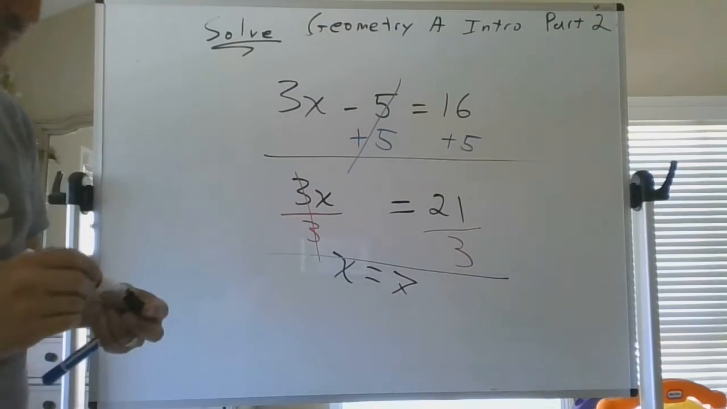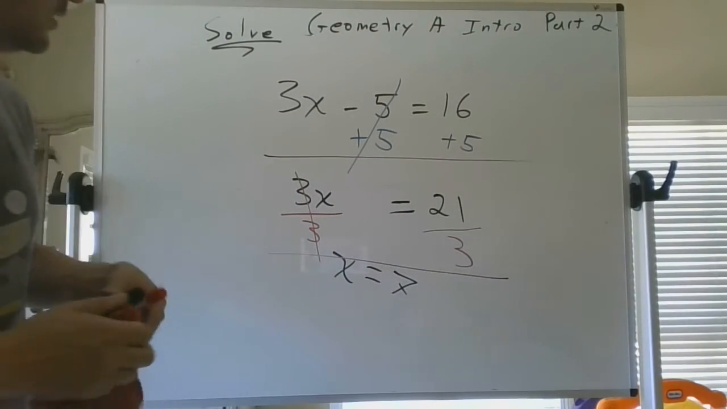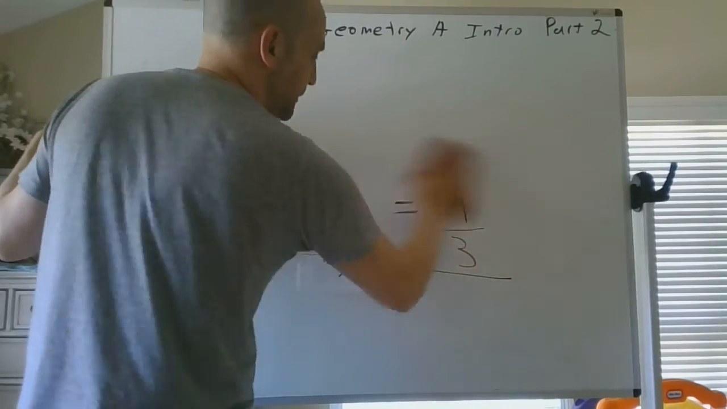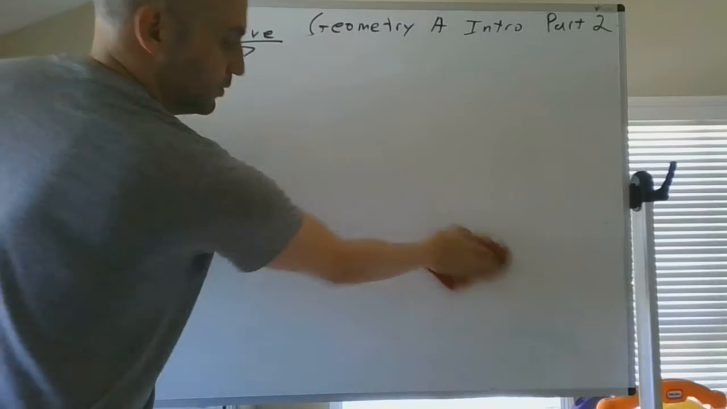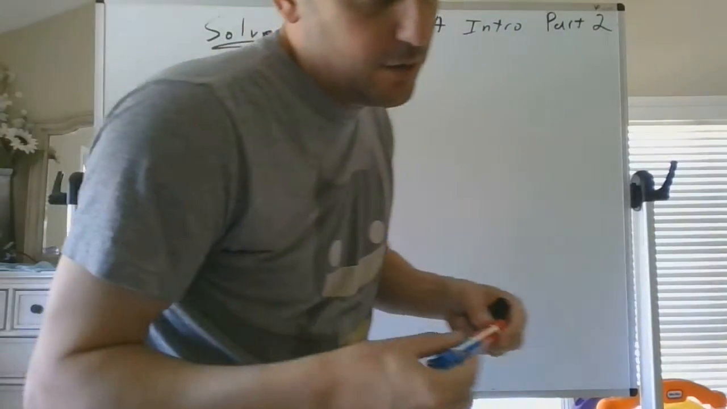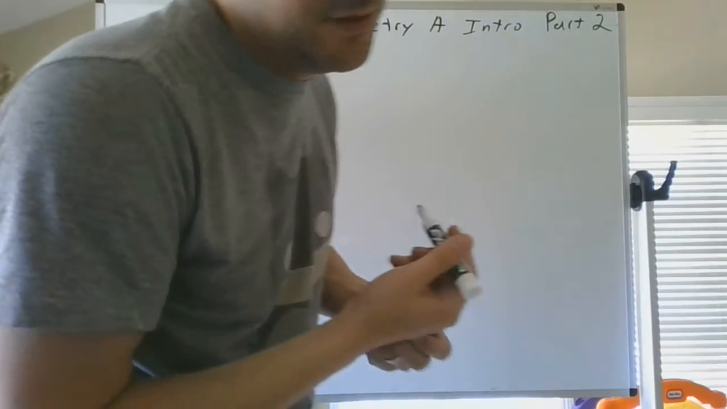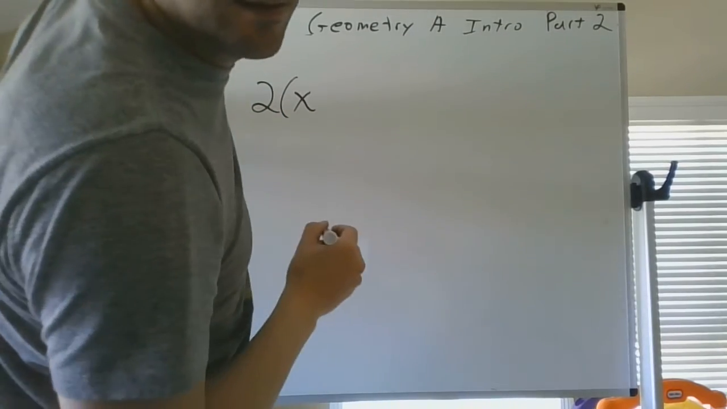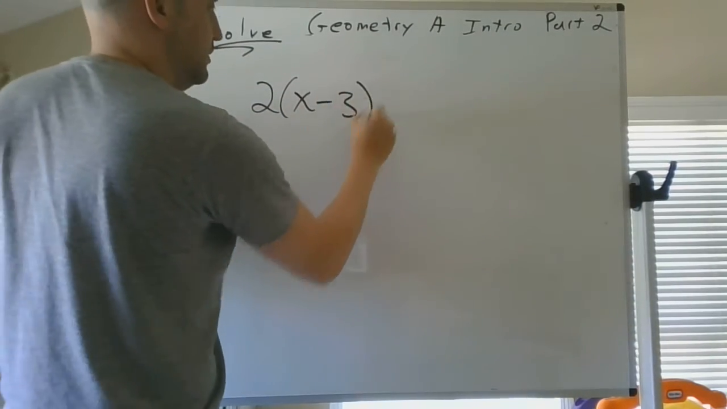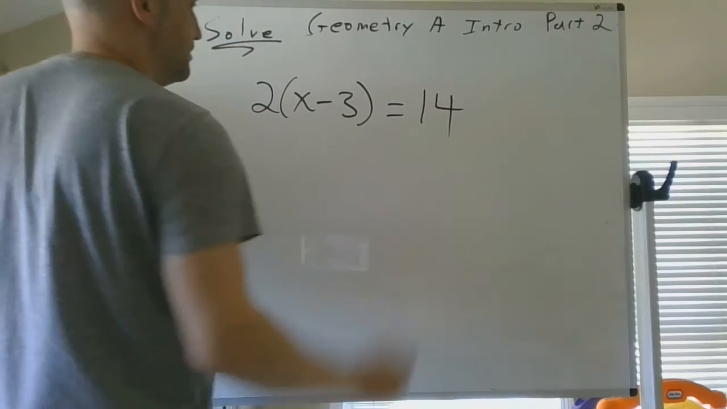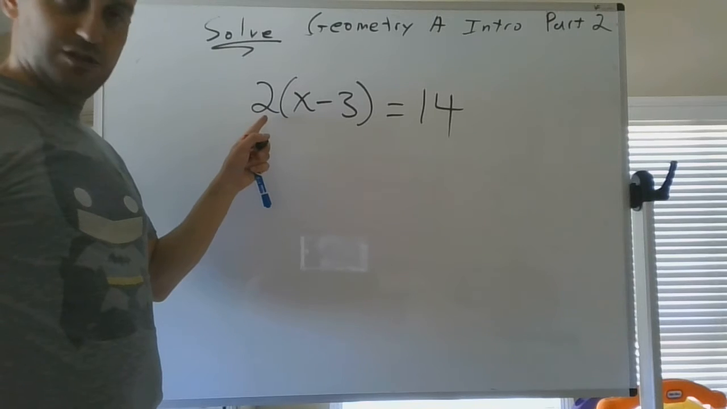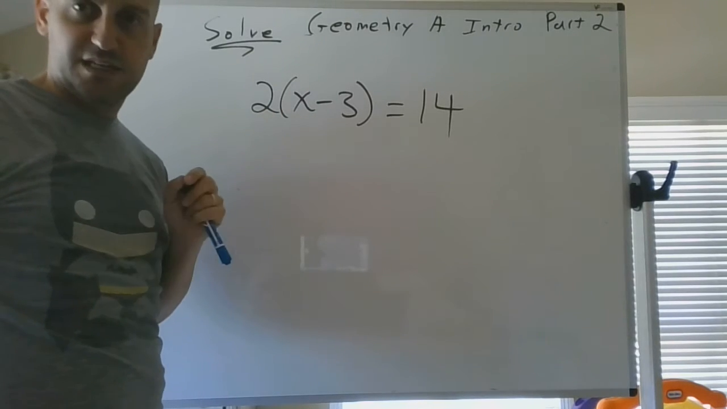Perfect. Okay. All right, let's take it one step higher then. If you got that, I'm going to erase this now. One step higher. Okay, let's now go to something like this. Not much more difficult. Just now the 2 is out here, and then there's a parentheses of x minus 3.